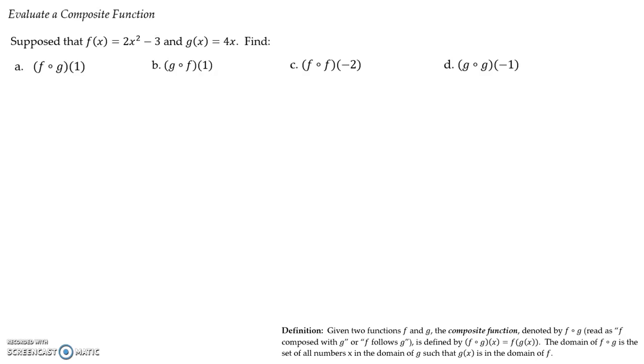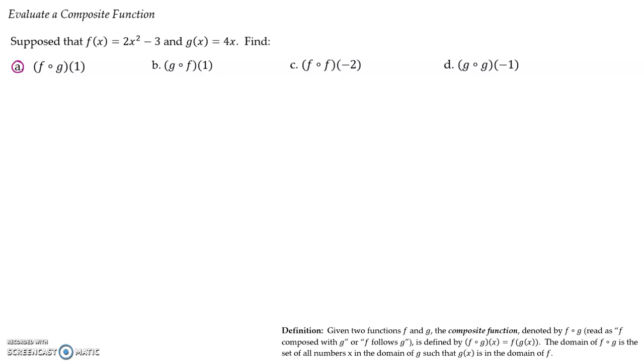Let's go ahead and take a look at forming compositions of functions. We're going to take a look at the functions f of x equals 2x squared minus 3, and we have the function g of x equals 4x. So let's go ahead and take a look at part A in this example. We want to find f composed with g of 1.